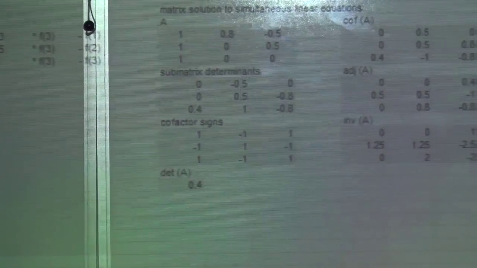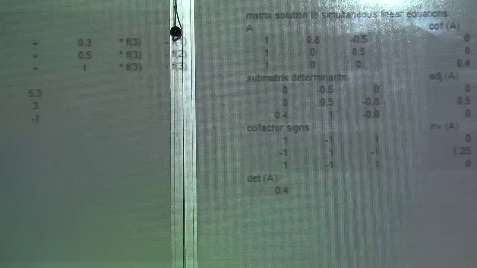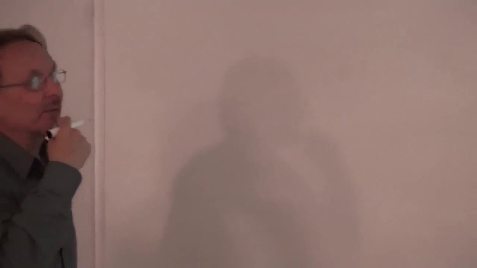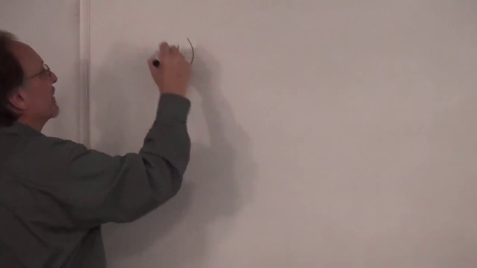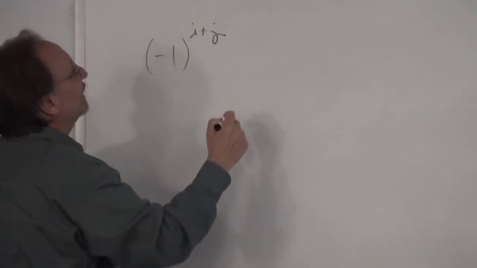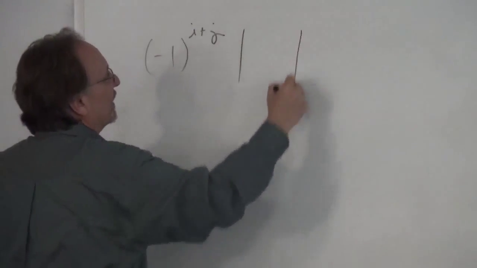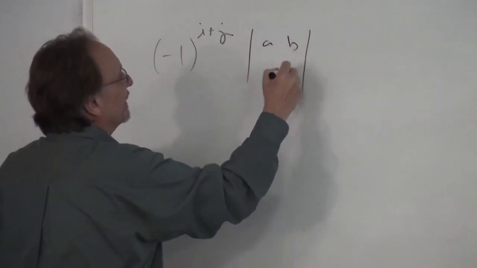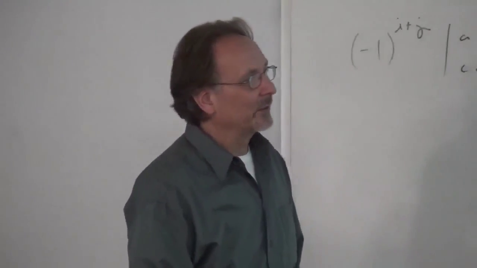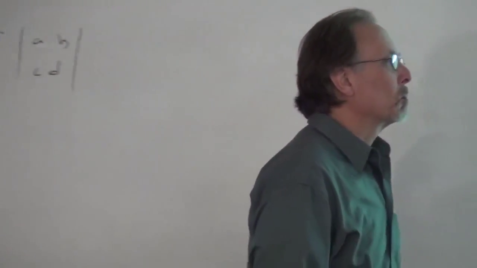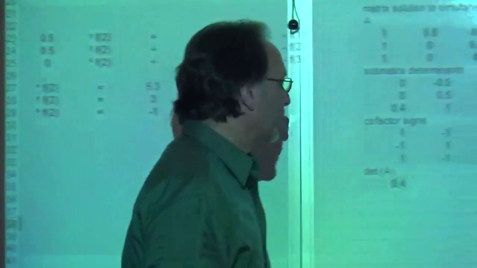But remember, what you're doing is applying the cofactor to the submatrix. That's right. That's what you're doing. It's -1 to the i plus j times the submatrix. And I'll just call it A, B, C, D. And you do that for every one of your submatrices, every one of your elements. So you have to do that operation 9 times in 3 by 3.